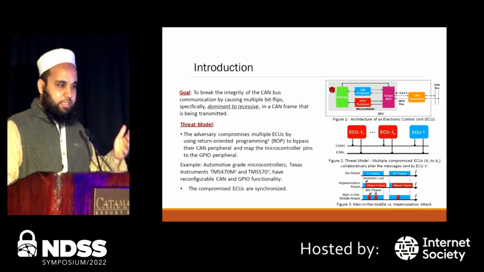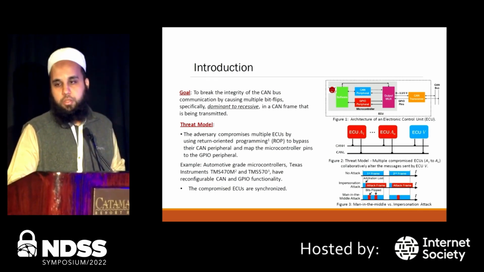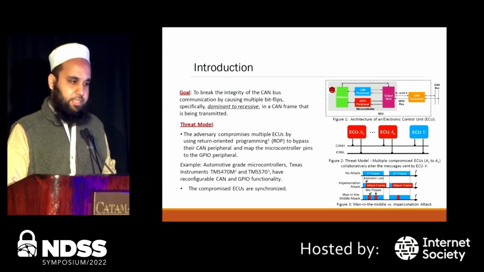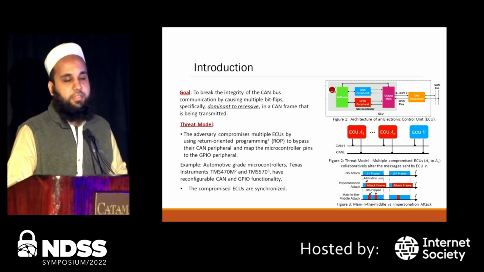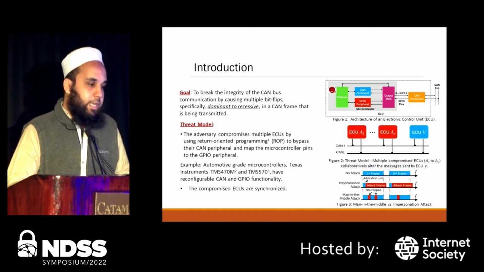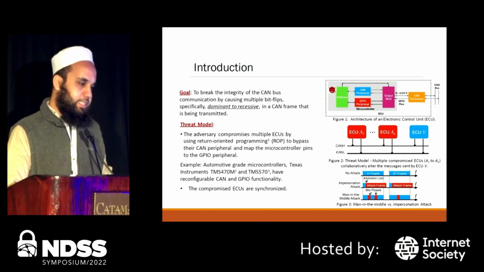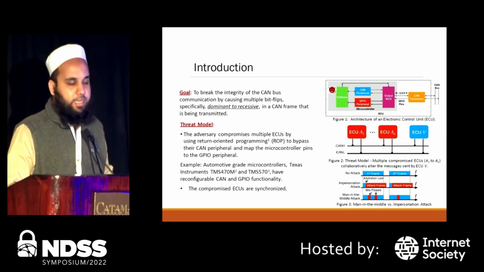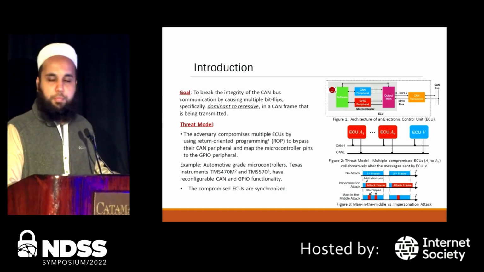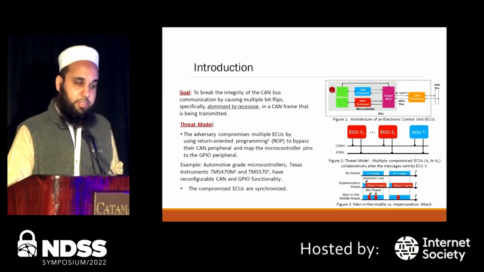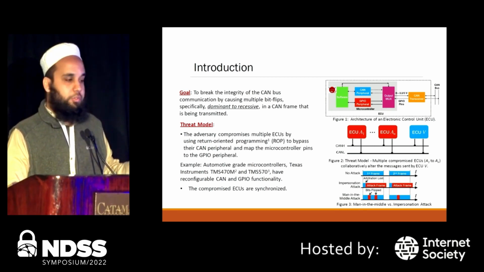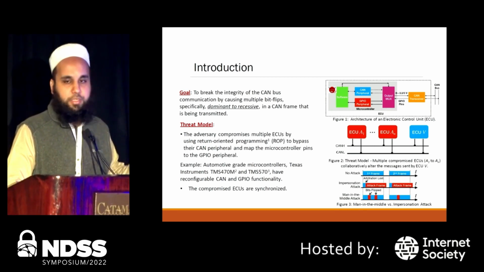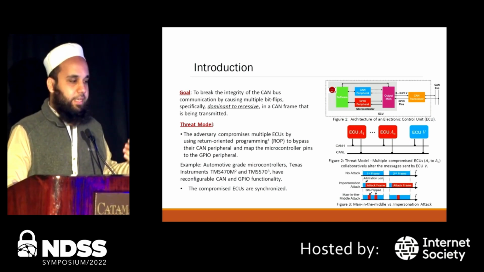So multiple such ECUs, as you can see in Figure 2, collaboratively work together in synchronization to alter the data that is being sent by the victim ECU B. So this enables a man-in-the-middle attack, as we can see in Figure 3. When compared to other attacks, such as impersonation attacks, we don't need to wait to spoof the victim ECU. Instead, we can start attacking on the fly.